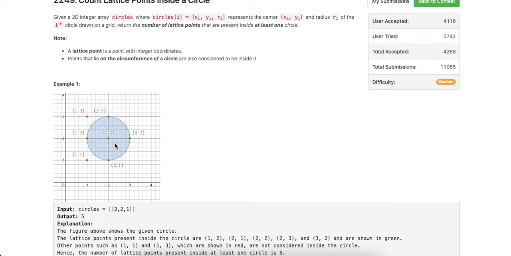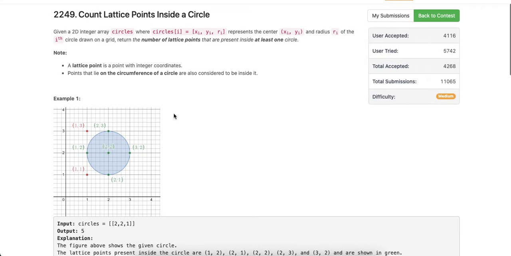Now, the second thing to solve this problem is how do we know what the points to test are? What are the points to test? Now, one of the ways is to try every possible integer point.